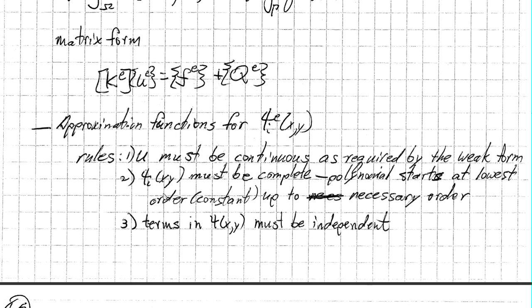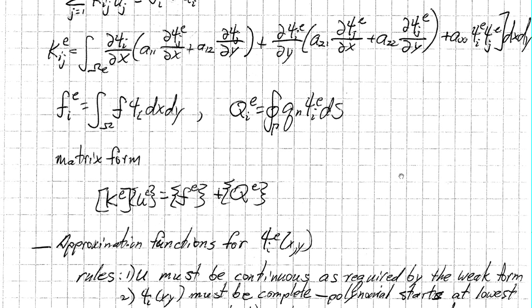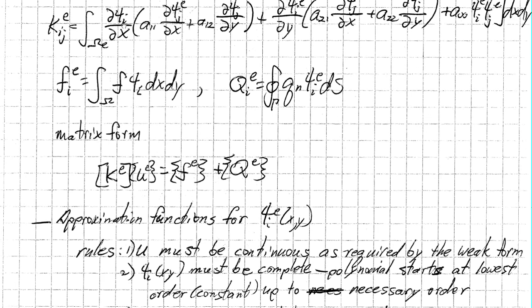Obviously, if this was a constant, it would not work. You need to have at least a linear polynomial in x and y. And then lastly, the terms in here must be independent. If they're not independent, that means that this matrix will not be full rank. If you remember from linear algebra, if this is not full rank, that means you can't invert it. It'll be singular, and you won't be able to find a solution. So that's why this has to be independent.